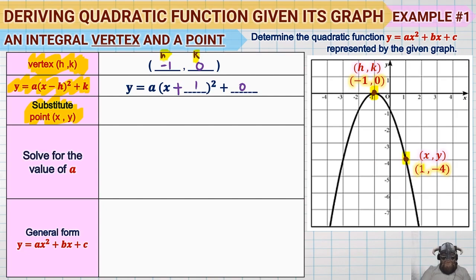So all we need to do is to substitute this xy value. So lagay ko muna siya dito, 1, -4. This is a value of x and this is the y on the parabola. So substitute natin siya. So tinanggal ko na dito yung y and x. So nandito yung y kanina, 'di ba? Tapos nandito yung x. So papalitan natin si y ngayon ng -4.